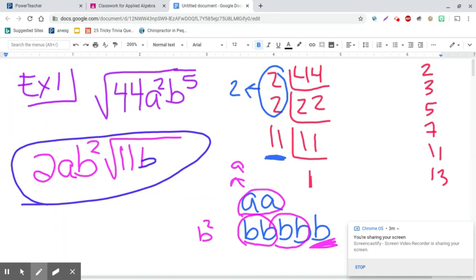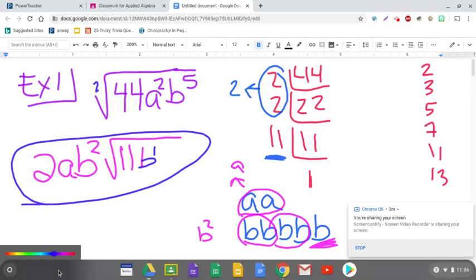If you were going to do it the other way, you have an invisible 2 here. How many times does 2 go into 2? 1 time, with none left over, which is why there's no A. How many times does 2 go into 5? Twice, which is 4, with 1 left over. You could put B to the first if you wanted to. That would be okay. All right, so that's example 1. We're going to go on.